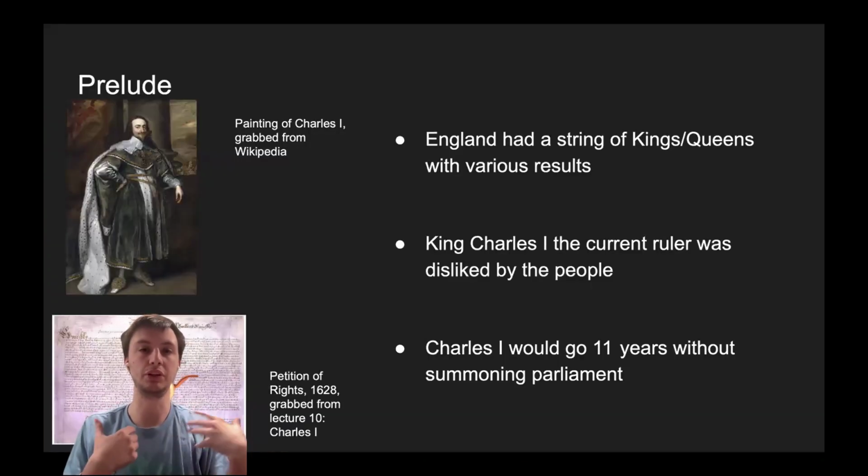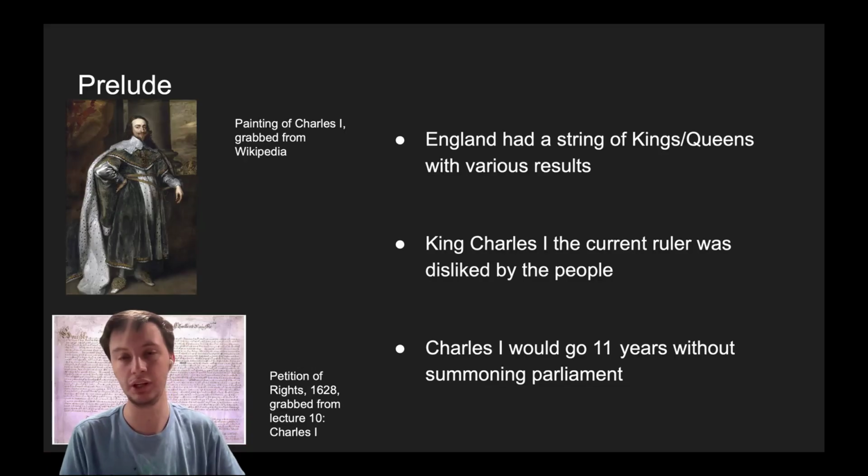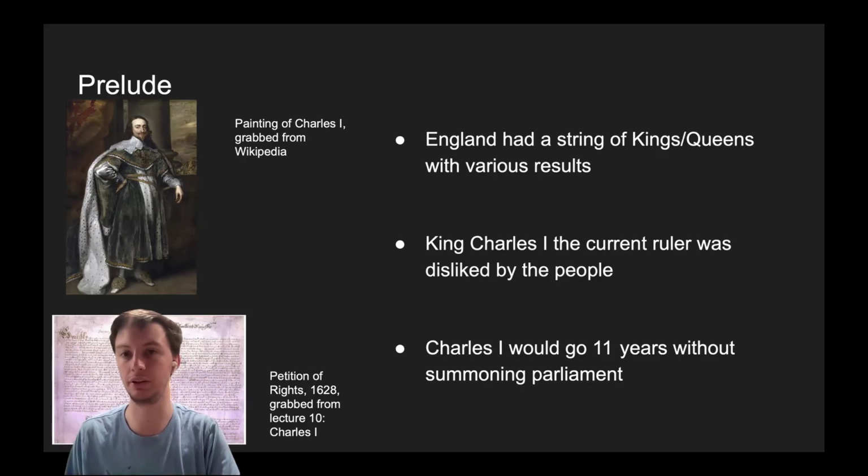Now, a bit of a prelude to the Battle of Marston Moor and the First English Civil War in itself: England had a string of kings and queens that had various results. One such queen was Mary the First, known as Bloody Mary, who was a Catholic queen and wasn't really well liked by the Protestants of England because she reformed a lot of things to help out Catholics, and people said, okay, what are you doing?